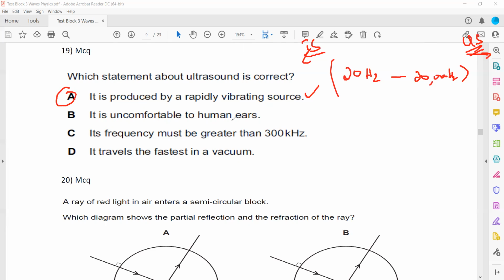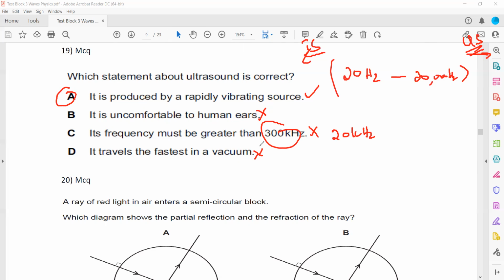It is uncomfortable to the human ear. Even our ear is not able to detect these high vibrations, so it is not uncomfortable, we are not able to detect it. Its frequency must be greater than 300,000. No, its frequency should be greater than 20 kilohertz, or 20,000 hertz. It travels faster. No, it travels at the same speed, like normal sound or ultrasound. They have the same speed.